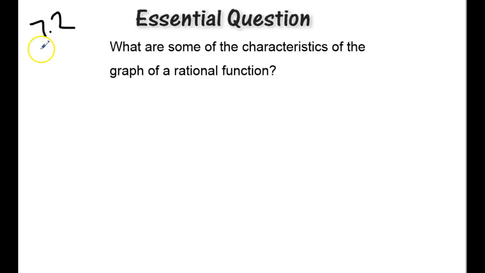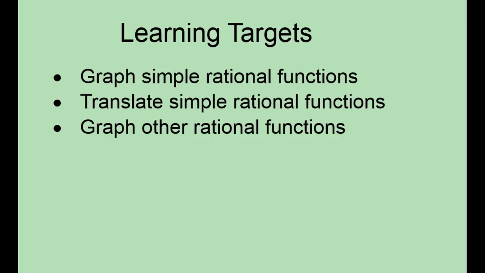Okay, so here is all of our information for section 7.2. The essential question for this section is, what are some of the characteristics of the graph of a rational function? So here we're going to be graphing those rational functions that we've been looking at. Our learning targets are to graph simple rational functions. Then we're going to translate simple rational functions. Remember, here we're going to use our a, h, and k. And then we're going to graph some other rational functions.